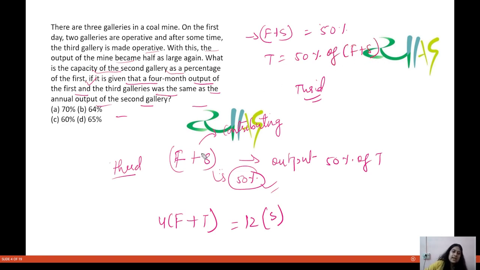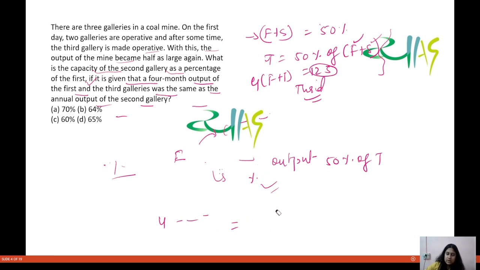And what is given to us? 4 times F plus T is equal to 12S. Here F is the output of the first gallery, T is the output of the third gallery, S is the output of the second gallery. So remember these equations. These two equations have a lot of application in our question. And now let's move on.